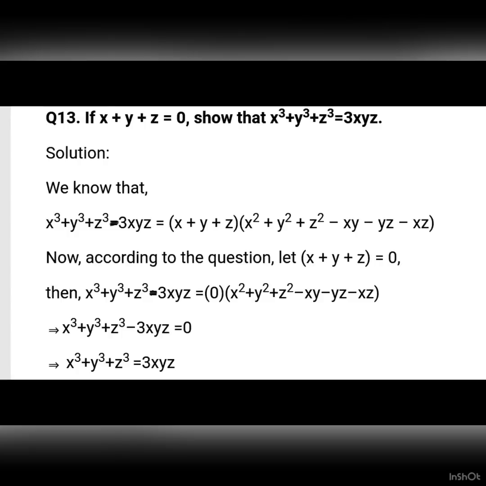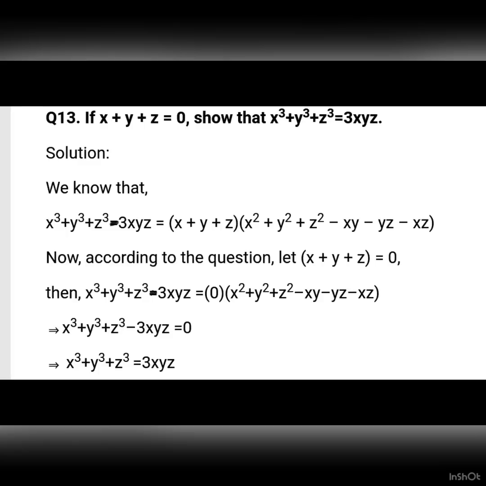On the right hand side we have the product of two expressions. First is linear, second is quadratic. X plus y plus z multiplied by second expression x square plus y square plus z square minus xy minus yz minus xz. Now we are given x plus y plus z is 0. On the right hand side, if I put x plus y plus z as 0, so 0 into second expression is also 0. So the complete right hand side becomes 0. So we have x cube plus y cube plus z cube minus 3xyz is equals to 0.